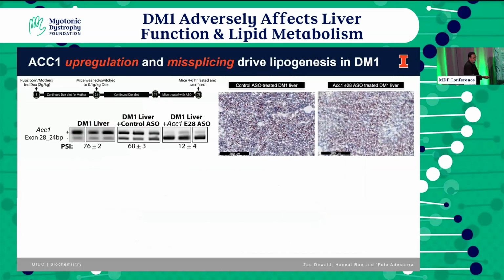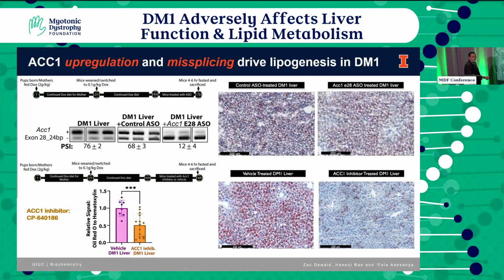So to determine whether ACC1 missplicing contributes to DM1-related fatty liver disease, DM1 mice were treated with antisense oligonucleotides targeting the 5' splice site of ACC1 exon 28. And after the ASO treatment, you can see that the inclusion of exon 28 in DM1 mice livers dropped to almost 10%. But despite having this striking effect on ACC1 splicing, the ASO treatment showed only a modest improvement in hepatic steatosis compared to control ASOs.